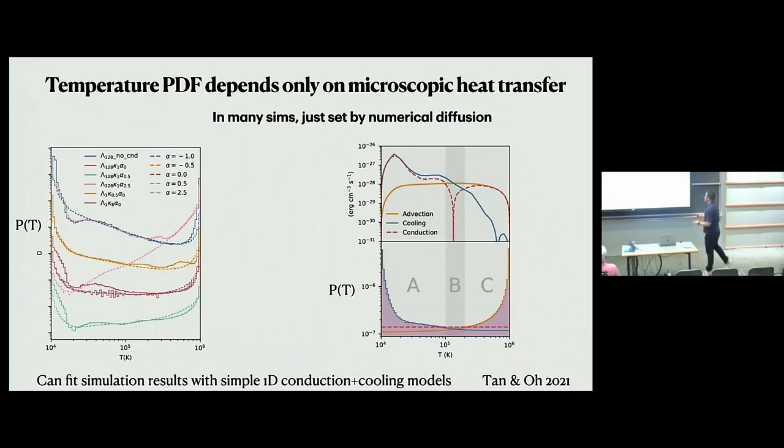And so you can run simulations to verify that, where you change properties of the turbulence, you change properties of the cooling, and what really matters is the heat conduction law, and you can alter that. And you can show that you can write a simple 1D model that will reproduce the temperature PDF. So we were quite happy with that.